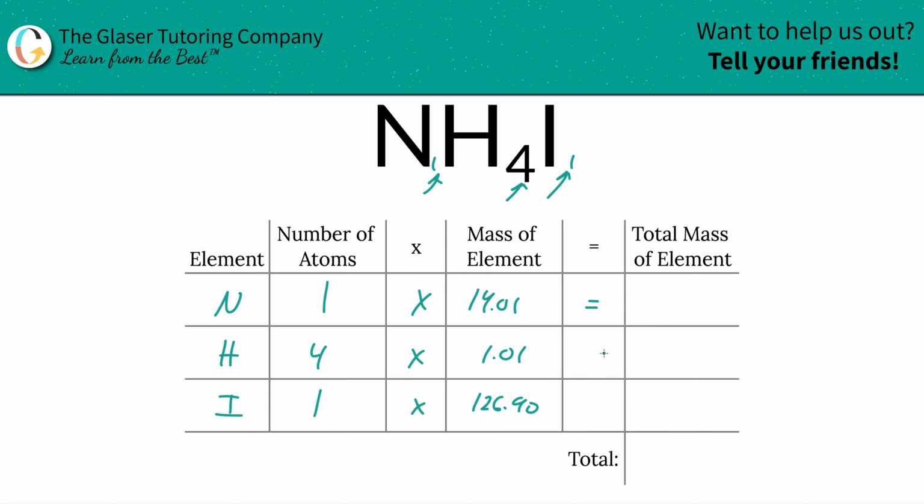And then we're simply going to find the total mass of each element by multiplying that row across. The total mass of nitrogen is 14.01. Total mass of hydrogen is 4.04. Total mass of iodine is 126.90.